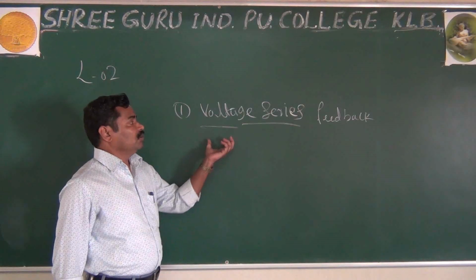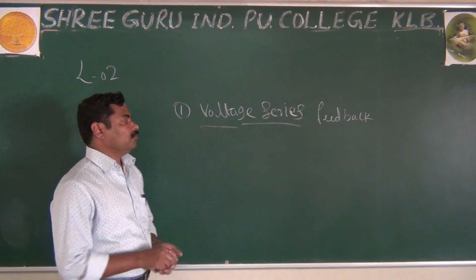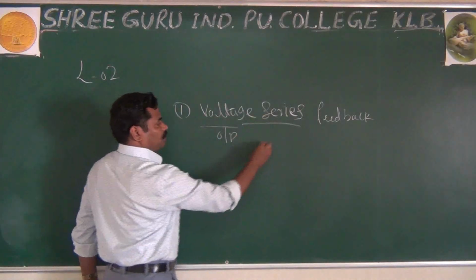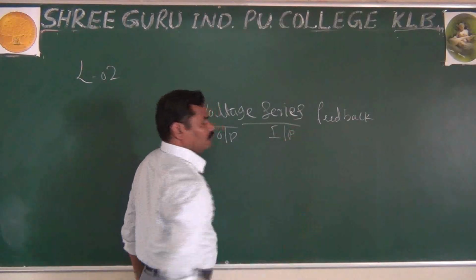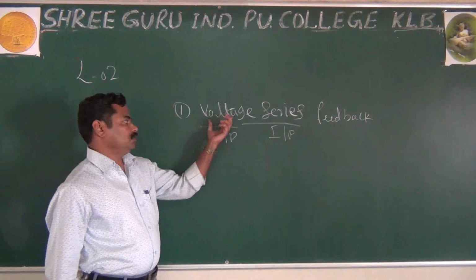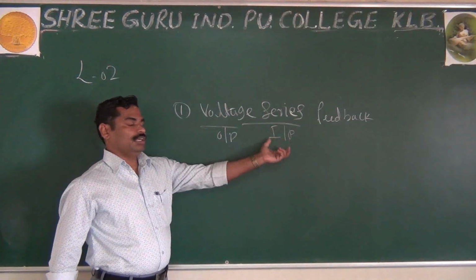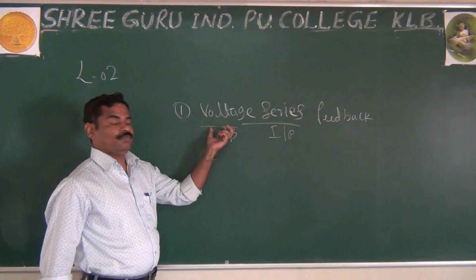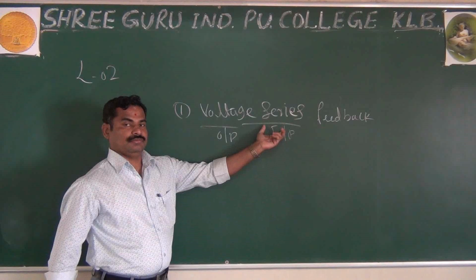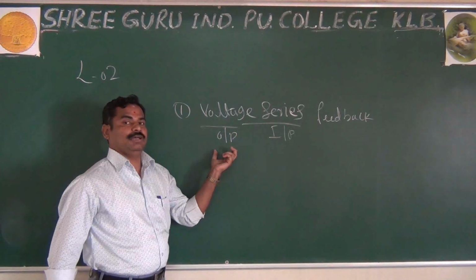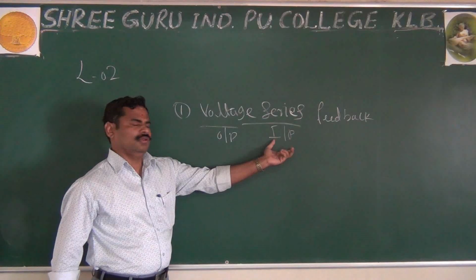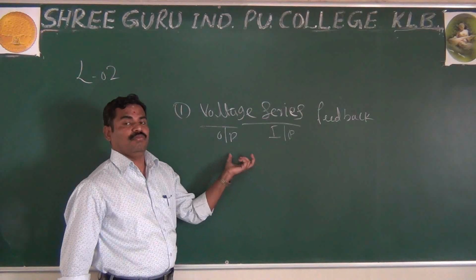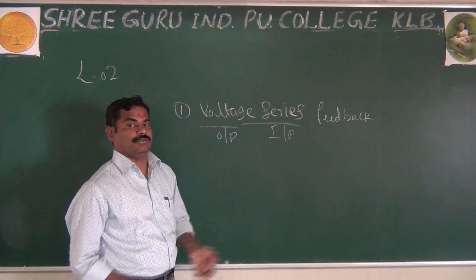While drawing the voltage series feedback, remember the first word indicates your output, and the second word indicates your input. As we know, the output is sampling and the input is mixing. In the output you are sampling, but in the input you are mixing. With this much knowledge we can very easily draw the block diagrams of the different types of feedback.